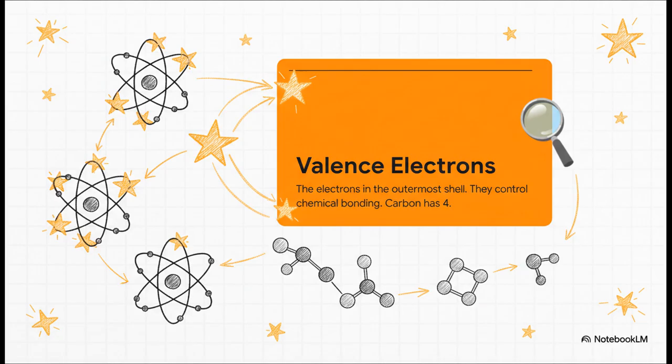Now, see those 4 electrons we put in that outermost shell? They have a special name. They're called valence electrons. And these guys are the rock stars of chemistry. Seriously, they're the ones that reach out and interact with other atoms, forming the bonds that create literally everything, from water to you. For carbon, having 4 of them is what makes it the backbone of all life.